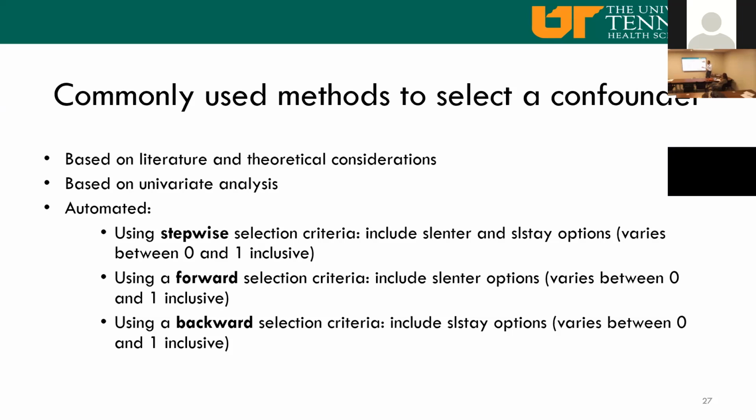And using a backward selection criteria, in this case, you will enter all the potential confounders into the model, and keep only those who meet the threshold criteria. So you can select confounders based on literature and theoretical consideration, based on univariate analysis and outcomes.